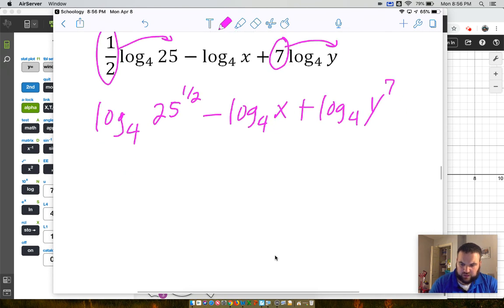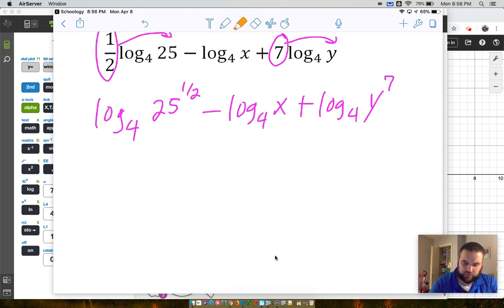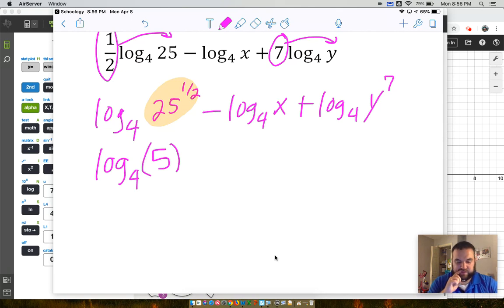Okay. The one thing I could do here is 25 to the 1/2. The 1/2 power is the same as taking the square root. So this is basically saying log base 4 of the square root of 25. It's still inside a logarithm. Okay, it's not equal to 5, the whole thing, but I can condense 25 to the 1/2 into just the number 5.